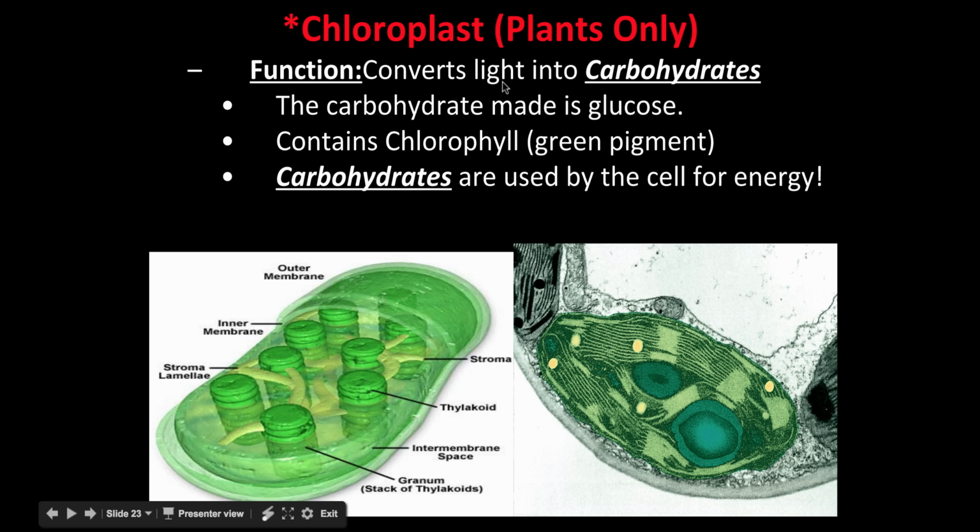The chloroplast, here's another plant-only organelle. Really important, really important. It converts light into carbohydrates through the process of photosynthesis. The carbohydrate made is glucose. We'll see that in cell energy. It contains chlorophyll, which is green pigment. That's why they're green. And remember, carbohydrates are used by the cell for energy. So if it doesn't do this, energy is going to be in short supply for sure.